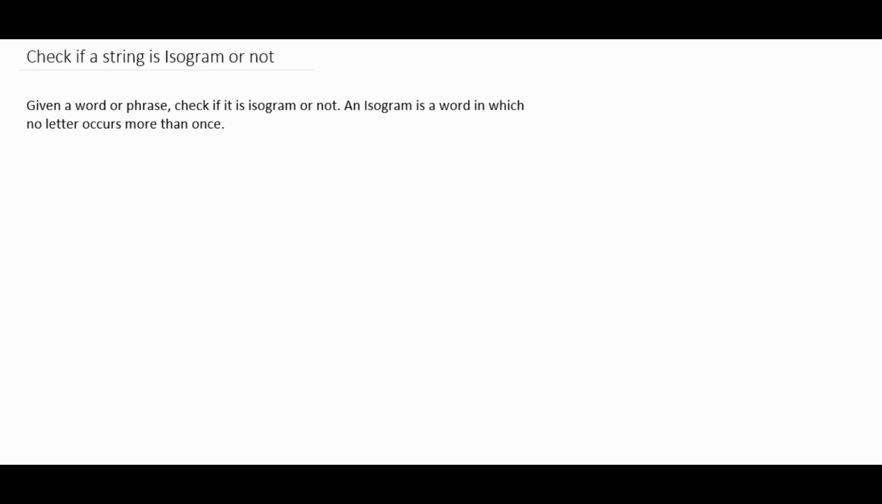Hello everyone. Today we are going to solve this question: check if a string is isogram or not. So what is isogram here? Isogram is a word in which no letter occurs more than once. So let's take an example. Let's say we have a word machine.